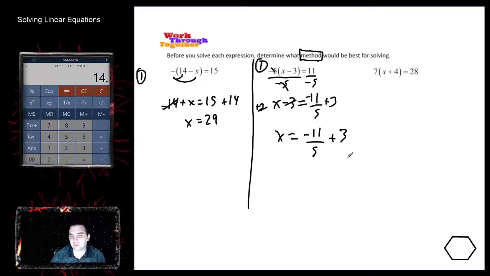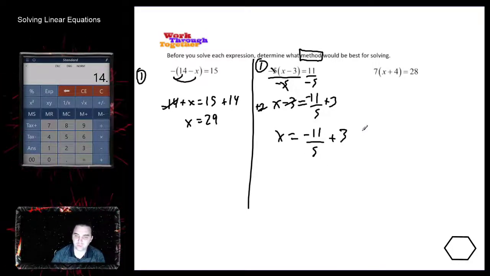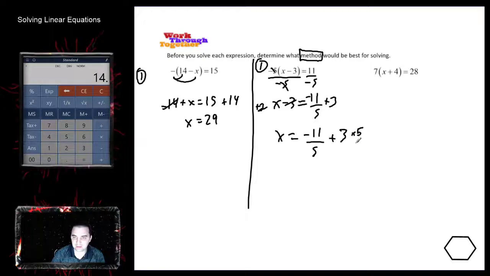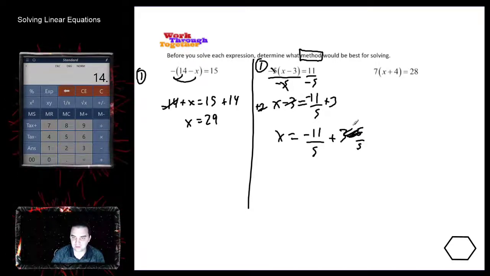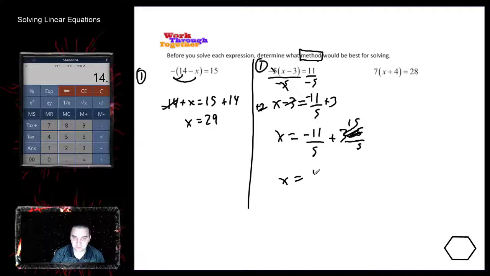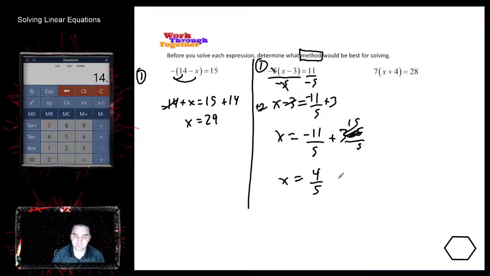But now I have to worry about getting the same denominator and turning it into a fraction, which is not a big deal because I could just go 5 over 5, and now this is 15 over 5. And then I just combine them to be x is equal to 4 over 5. You know, that's not that bad. But I wonder how it would have turned out the other way. Would it have been the same?